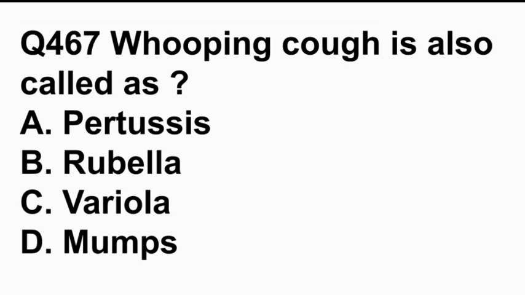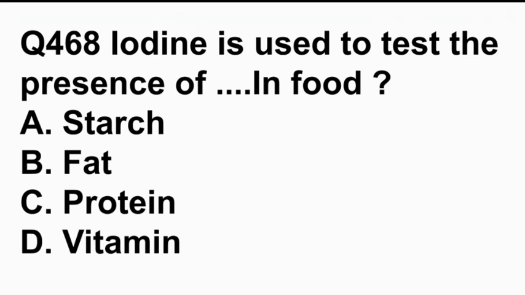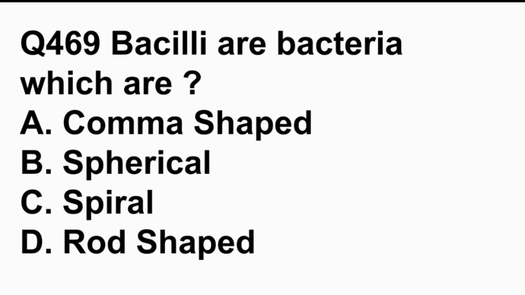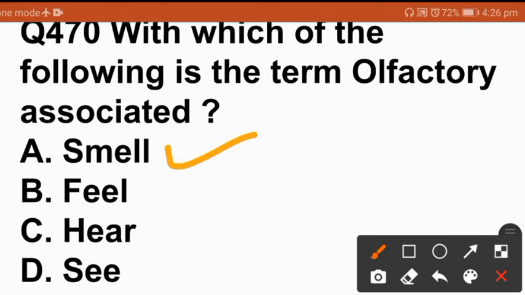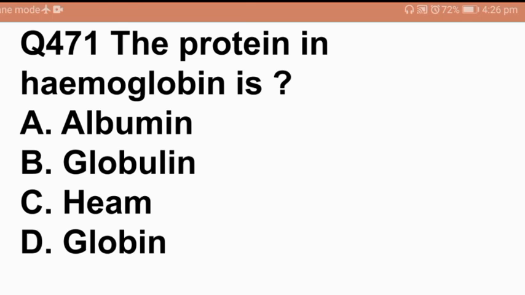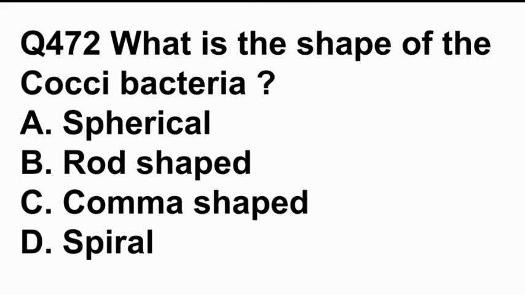Whooping cough is also called as A. Pertussis. Iodine is used to test the presence of blank in food. A. Starch. Bacilli are bacteria which are D. Rod shaped. With which of the following is the term olfactory associated? A. Smell. The protein in hemoglobin is D. Globin. What is the shape of the cocci bacteria?